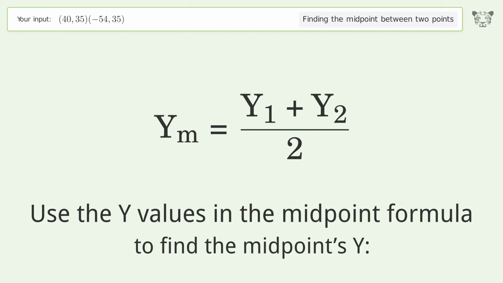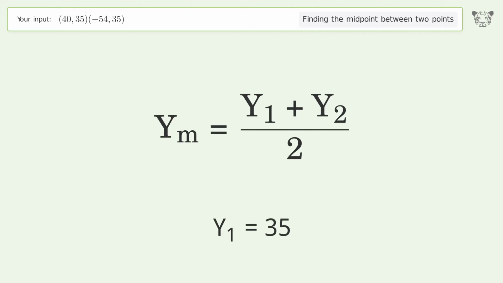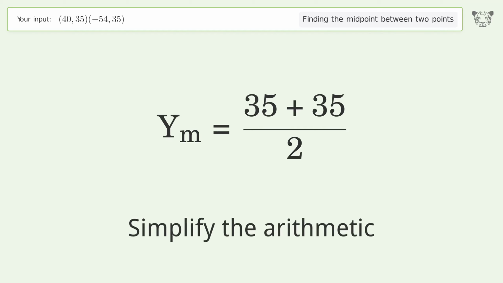Use the y values in the midpoint formula to find the midpoint's y. y1 equals 35. y2 equals 35. Simplify the arithmetic.